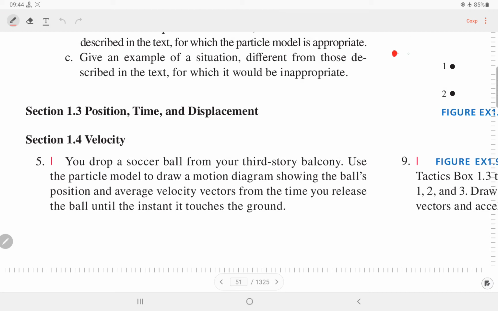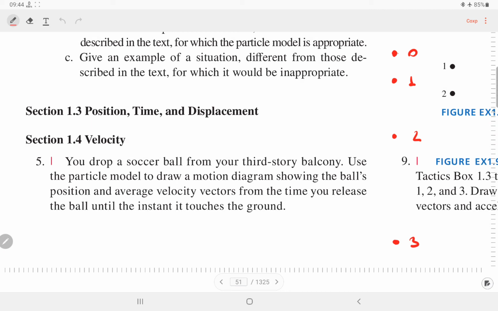So the initial point, let's call it 0. After 1 second, it will be here, for example. After 1 more second, it will be here. Why? Because it will accelerate downward due to gravity, you know. So the distance, or displacement, will increase. So this is point 3. This is how it will look in real life. Use a particle model, so we use dots, points. We are ignoring the size of the ball. It's not important.